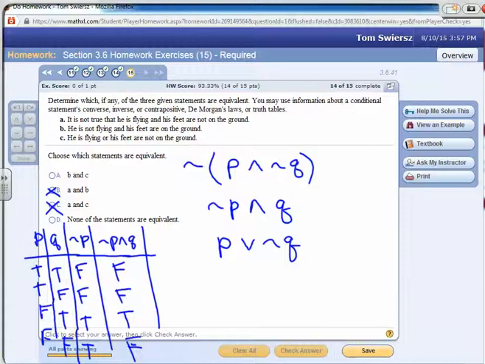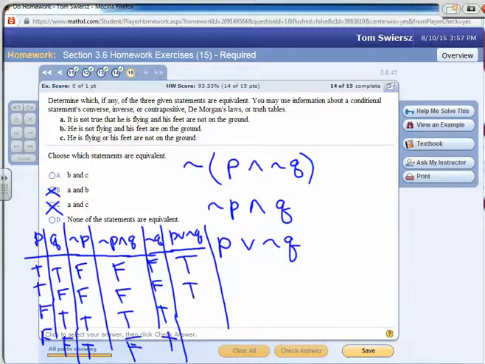So there's our truth table for not P and Q, the second statement. Now we've got to do the third statement. So we've got to get the negation of Q first, which is false, true, false, true. And now we can do P or not Q.